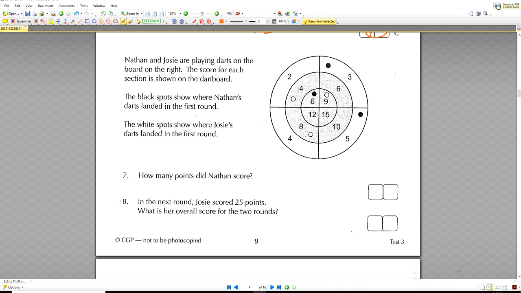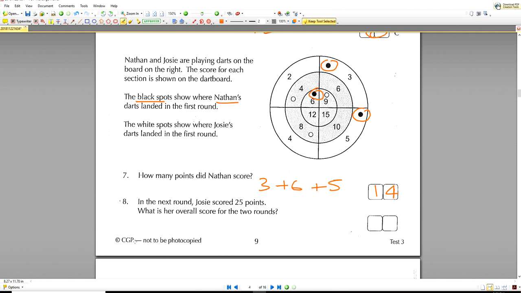How many points did Nathan score? Okay, so if you want to work out Nathan's score, he had the black spots, so we have a 3, a 6, and a 5. So we have 3 add 6 is 9, 9 add 5, that will give us 14.